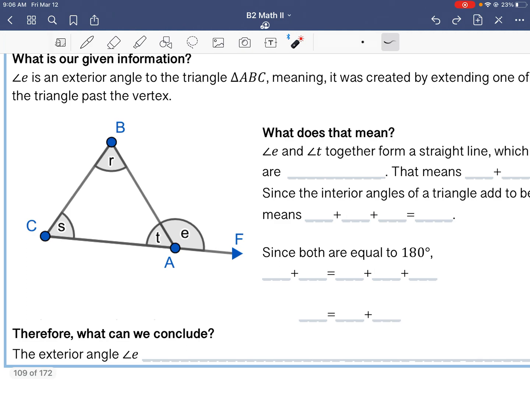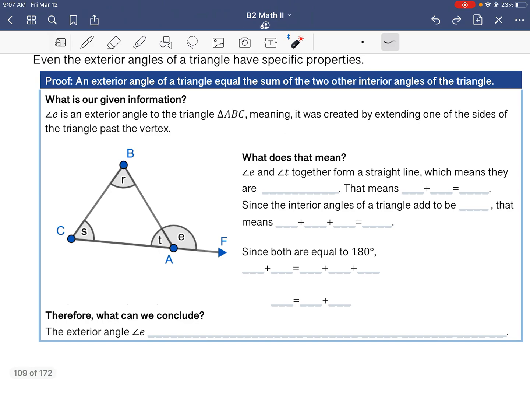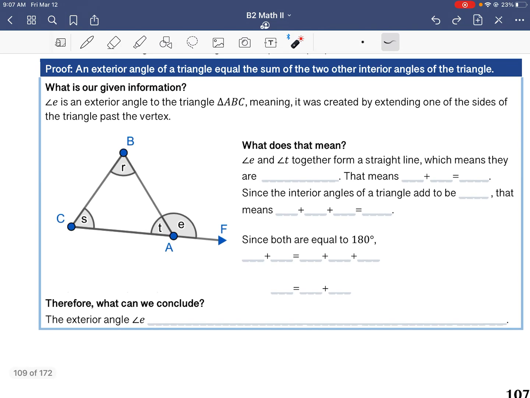So we're going to start with the idea that the inside of a triangle always adds to be 180 degrees, and also the idea that supplementary angles also add to be 180 degrees. Okay, so our given information: angle E is the exterior angle to the triangle ABC, meaning it was created by extending one of the sides of the triangle past the vertex. Vertex meaning the corner. What does that mean? Angle E and T together form a straight line, which means they are supplementary.